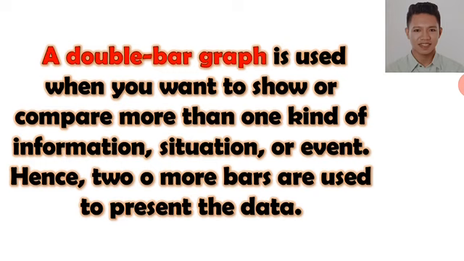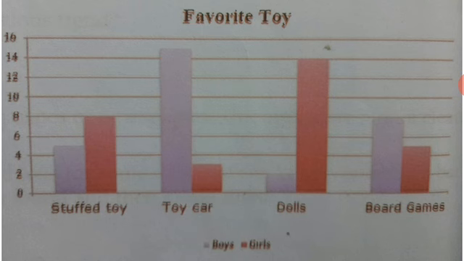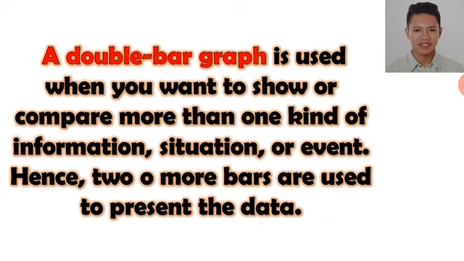A double bar graph is used when you want to show or compare more than one kind of information, situation, or event. Hence, 2 or more bar graphs are used to represent the data. Just like here, the blue one is for boys and the red bar is for girls.